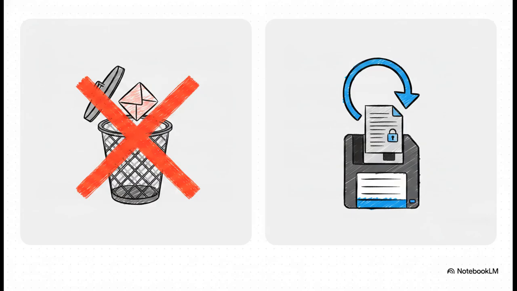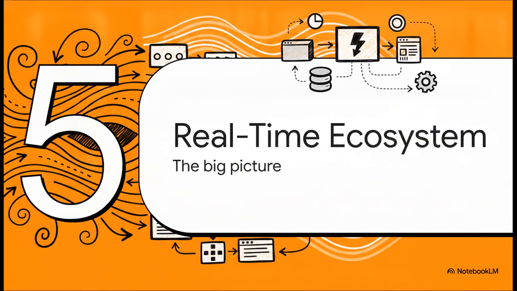If you deploy buggy code that corrupts your data, with a traditional bus, that original data is gone. With Kafka, you can fix your code, reset your offset, and replay all that data as if the bug never even happened. All right, let's zoom out for Section 5, the real-time ecosystem, where Kafka fits in the big picture.